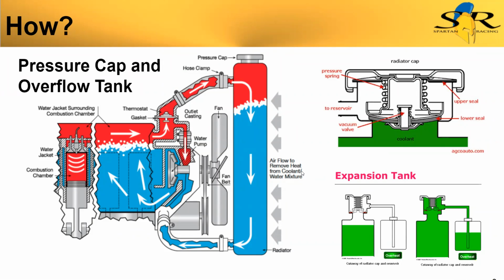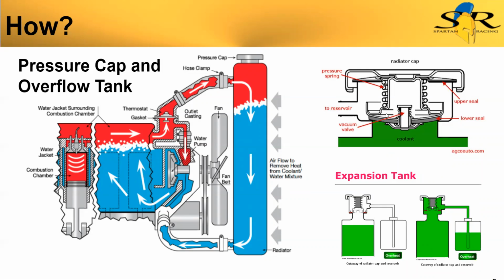There's a pressure cap and an overflow tank. The pressure cap on a cooling system is used to increase the pressure of the system and increase the boiling point of water. If water boils in an engine, it's going to create air pockets around the hottest part of the engine, and air, like I said before, is not a good conductor. It doesn't transfer heat well. So those parts are going to get hotter and hotter until they melt.